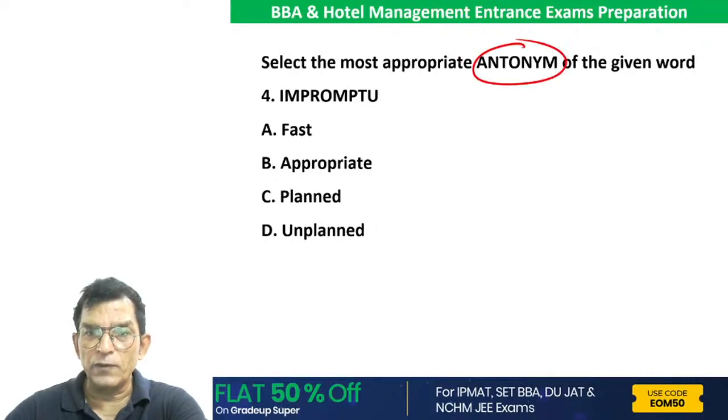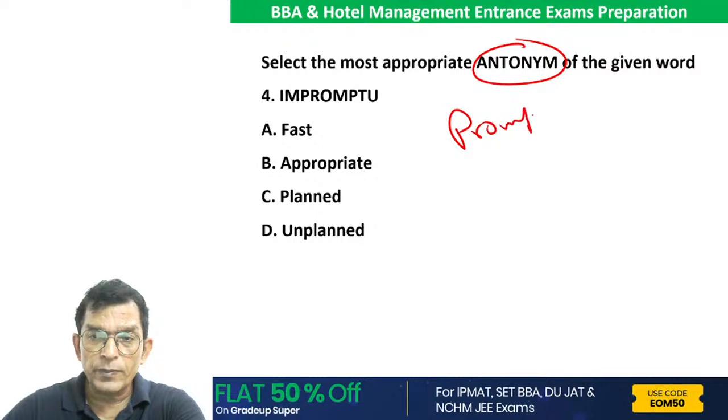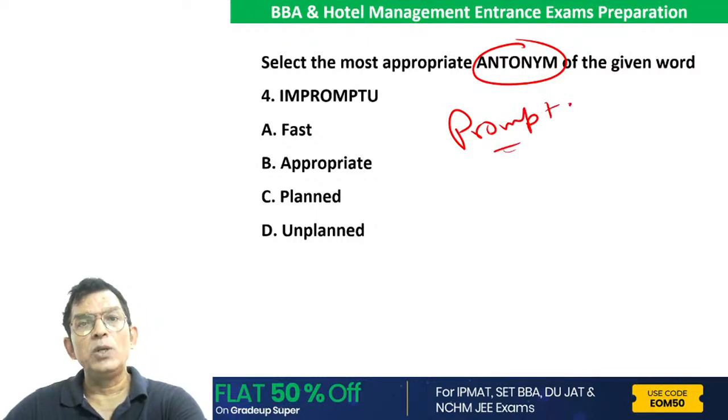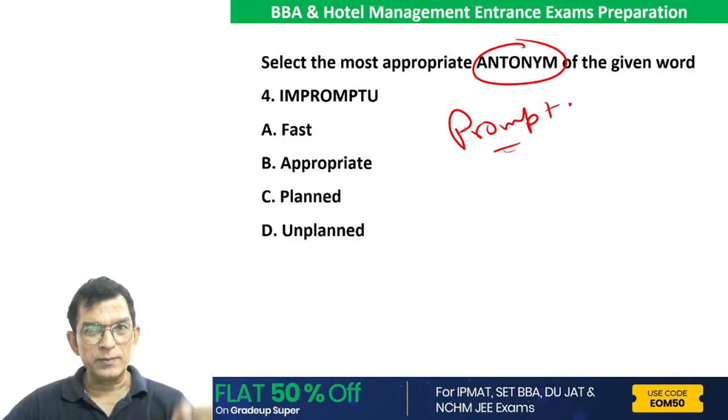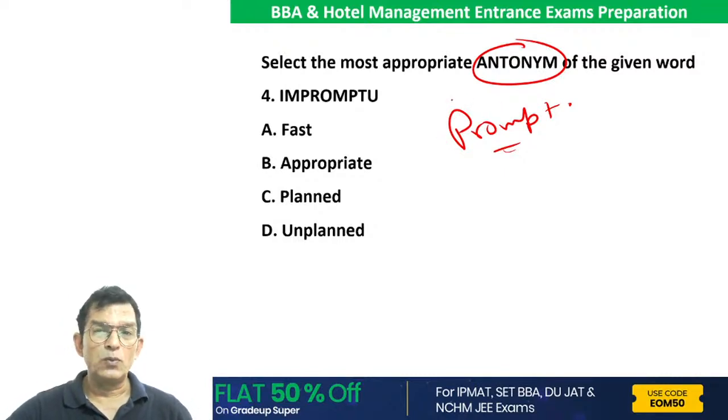Again, another antonym for you. Impromptu. Prompt, you know, is to make somebody do something. Prompt somebody to do something. Prompting is making it easy or pushing you in a particular direction. So impromptu, what will be the opposite?